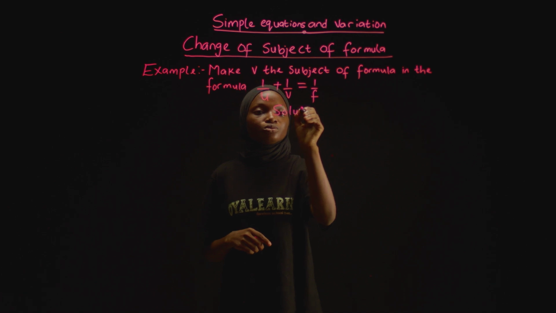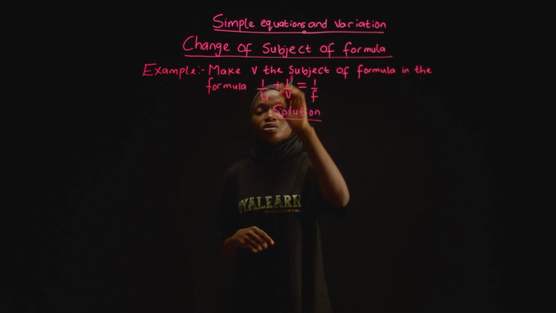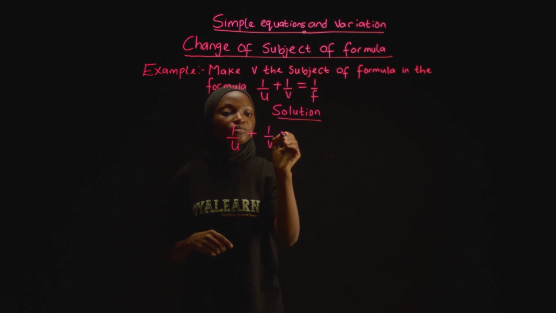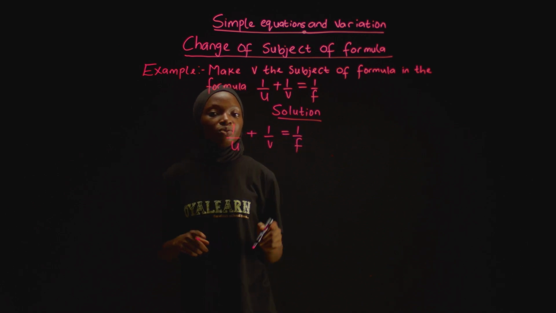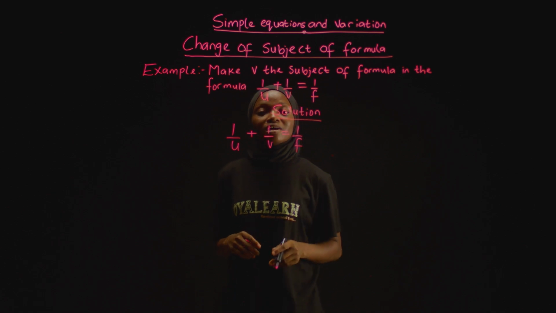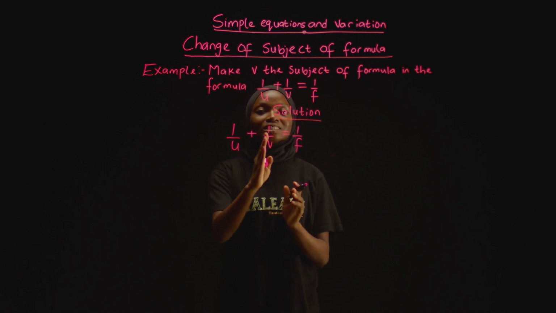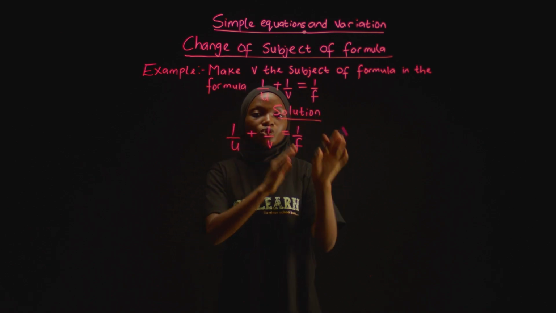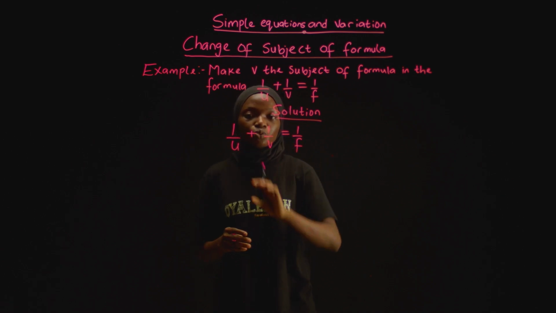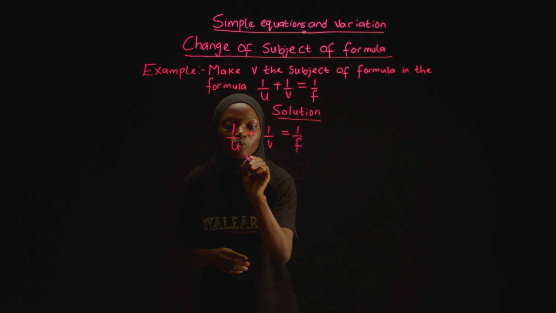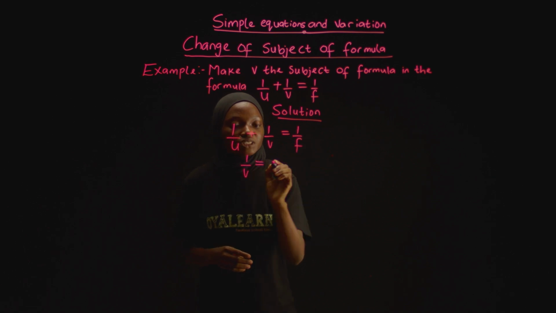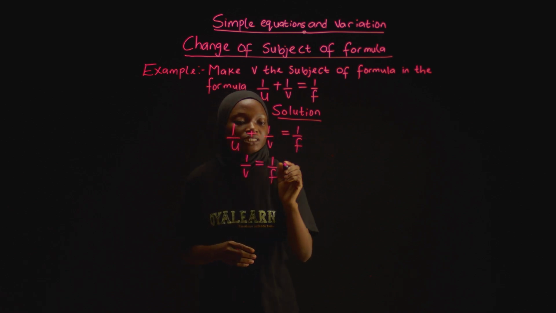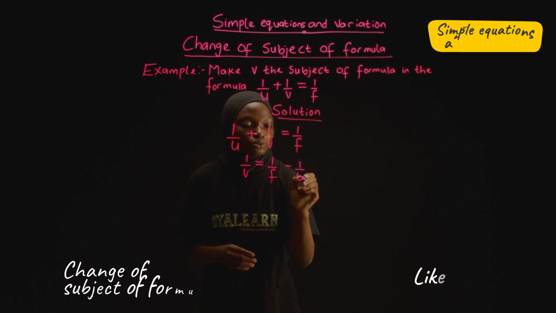Solution. We write the equation 1 over u plus 1 over v equals 1 over f. Recall we are trying to make v the subject of formula. To do that, v only has to stand on the left hand side of the equation. So any other thing attached to that left hand side, we remove it to the other side. So we have 1 over u attached to this side, so we remove it. And to do that, we have 1 over v equals what we have originally, 1 over f, and this is like plus 1 over u. When you cross the equal to sign, it changes sign and becomes minus 1 over u.